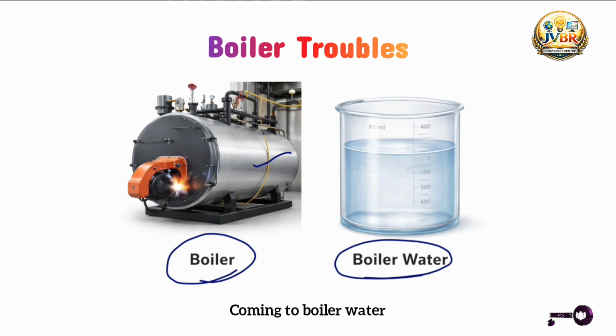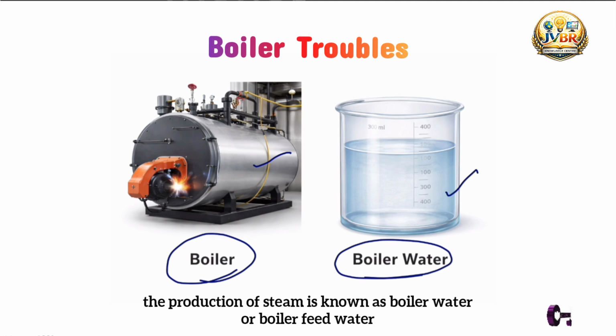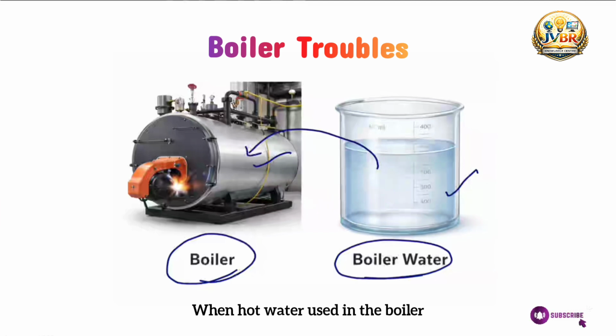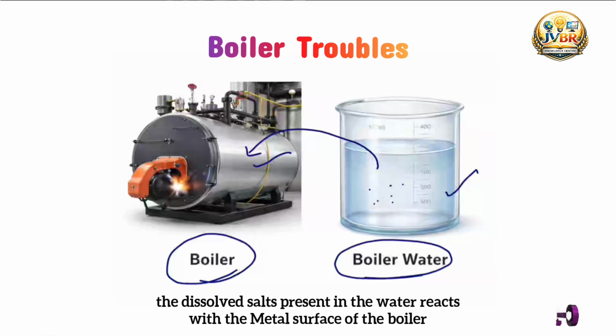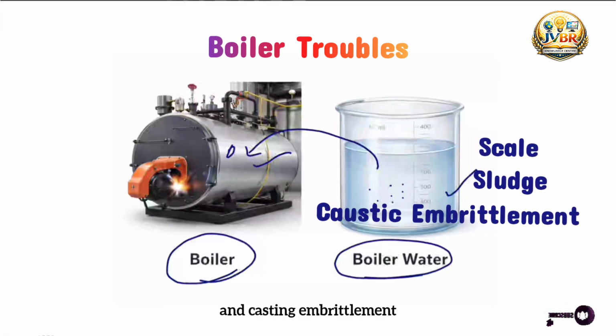Coming to boiler water or boiler feed water, the water which is fed into the boiler for the production of steam is known as boiler water or boiler feed water. When hot water is used in the boiler, the dissolved salts present in the water react with the metal surface of the boiler and give some troubles like scale, sludge and caustic embrittlement.